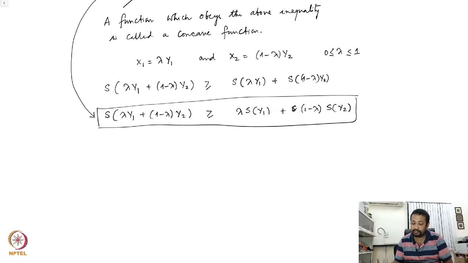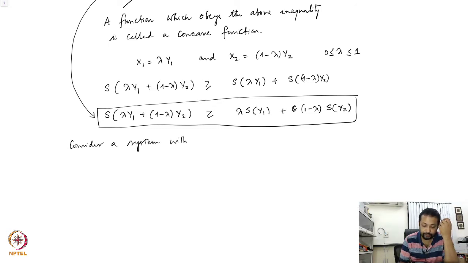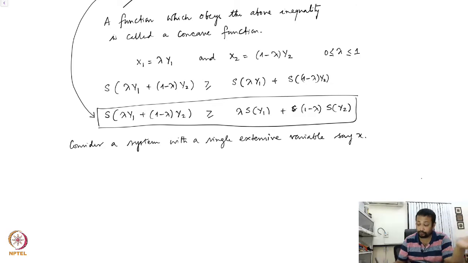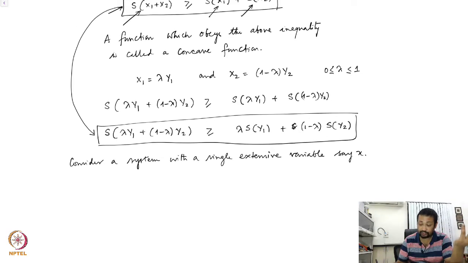Now to understand this equation further, we will consider a system with a single extensive variable, say x. Let's say x would be the general variable.